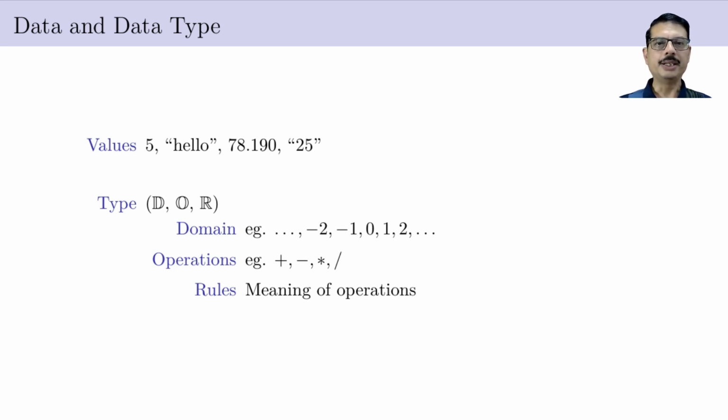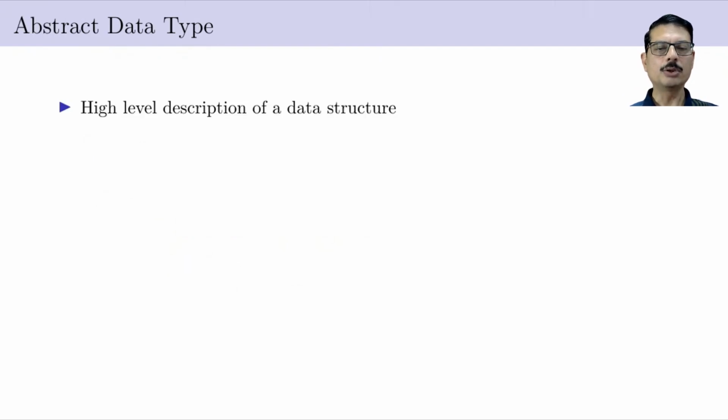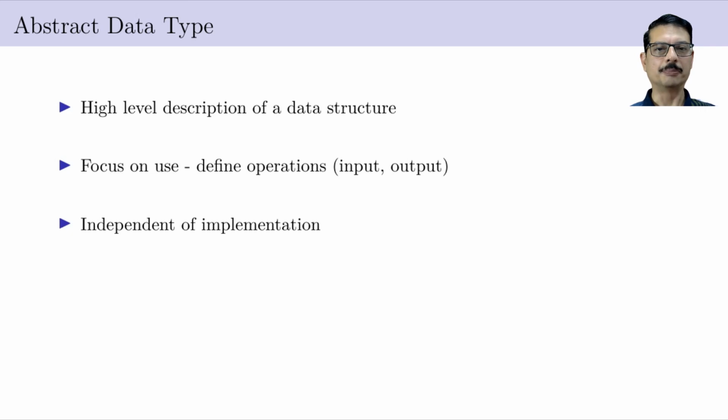For example, integers support addition, subtraction, multiplication, and division, while strings support only concatenation. This structure of domain, operations, and rules forms the foundation for abstract data types. What we have seen is a concrete representation of data type. In contrast, an abstract data type or ADT is a high-level description of a data structure. It focuses on what operations can be performed and not on how they are implemented.